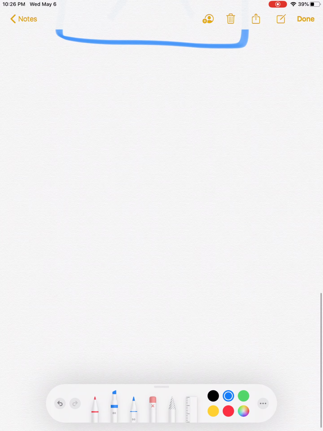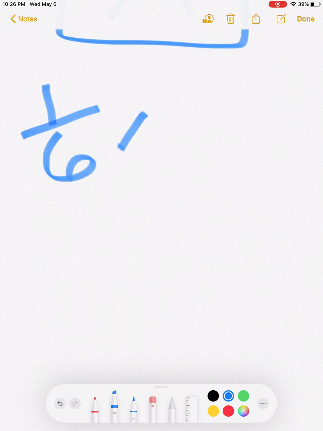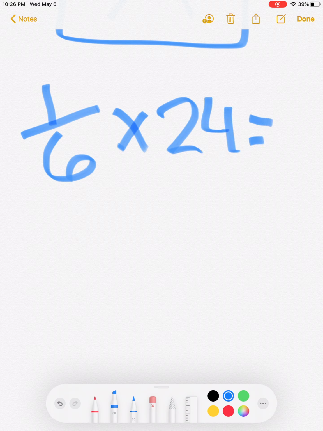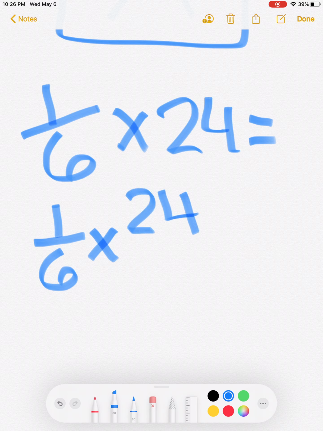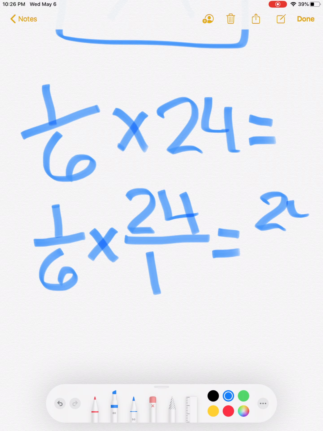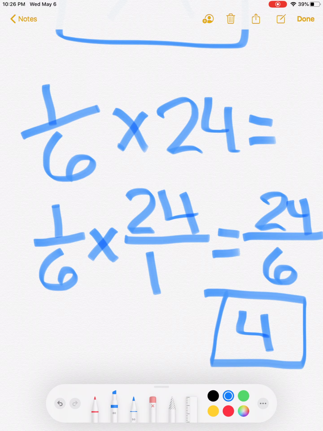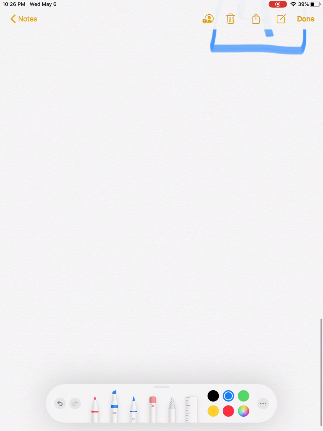Okay, so if you have the fraction 1/6 times 24. 1/6 is a fraction, but 24 isn't. So I'm going to take 1/6, and then I'm going to take the 24 and put it as a fraction. Make it 24 over 1. Then when you multiply fractions, you say numerator times numerator, 24 times 1. Denominator times denominator, 6. 24 over 6 reduces to 4. Okay, let's try another one.